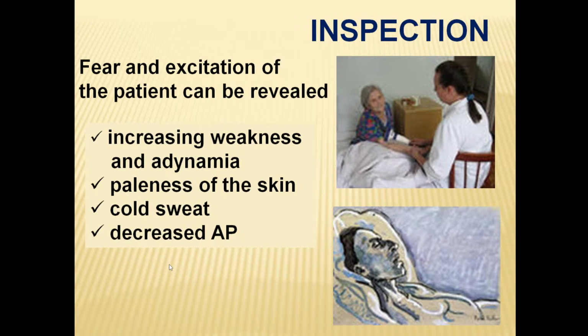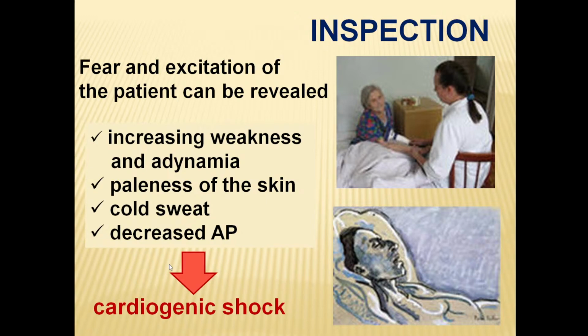Patient complains of progressive weakness, then his physical activity decreases. We can see that the skin of the patient may be pale with some bluish hue, covered with cold sweat, and we will record decreased blood pressure. If the blood pressure is lower than 70 millimeters of mercury for systolic pressure, we are talking about cardiogenic shock. Because we remember, shock is acute vascular insufficiency, which is characterized by a fast and significant decrease in blood pressure.